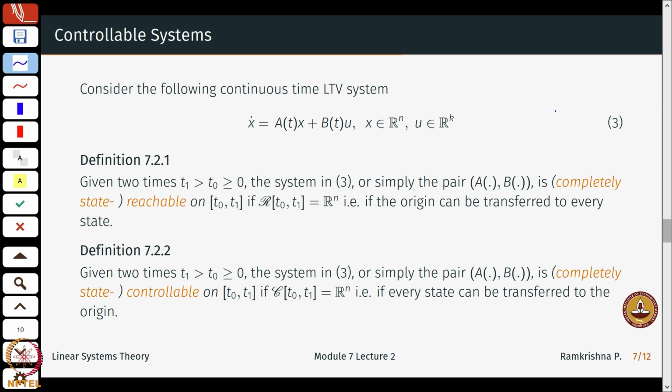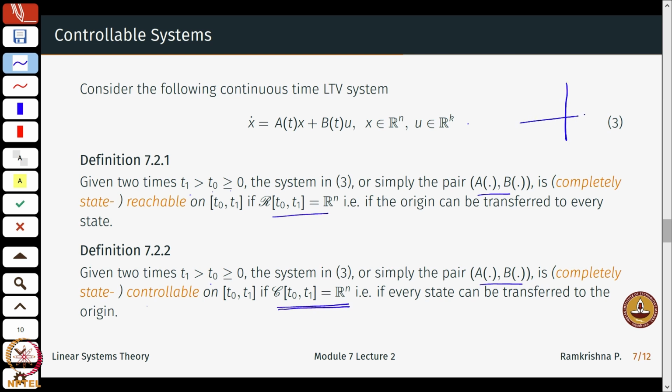Okay. Now, let us formally define the notion of controllability. Again, I start with a LTV system. So, given 2 times T1 greater than T0 greater than or equal to 0, we can say that the pair AB is completely state reachable if R T0 T1 is Rn, or if the origin can be transferred to every state, right, so any point in the state space. Similarly, I can say about controllability, given two times T1, T0 greater than or equal to 0, that the pair AB is completely controllable if the dimension of the controllable subspace is Rn. That is, if every state can be transferred to the origin.